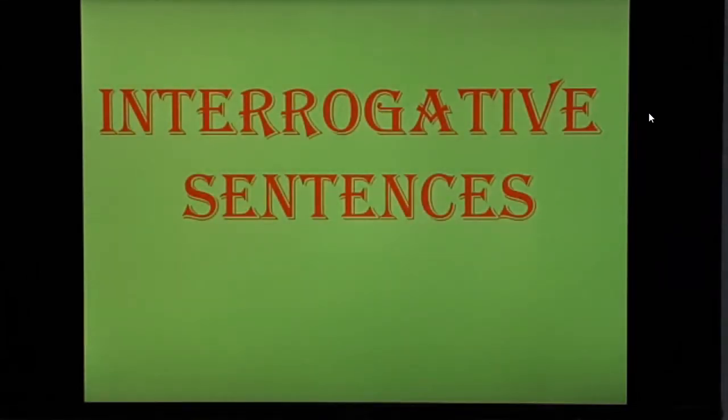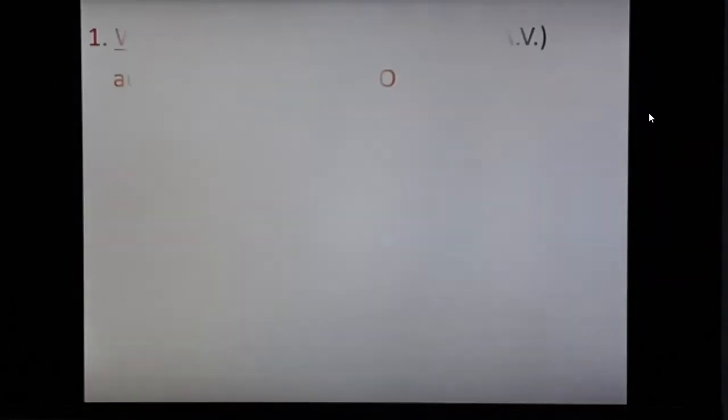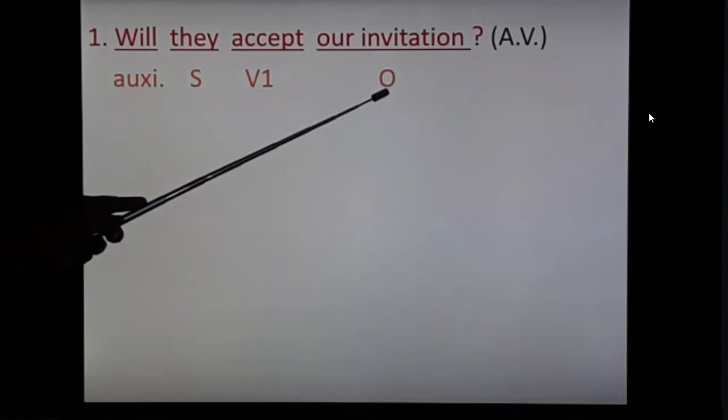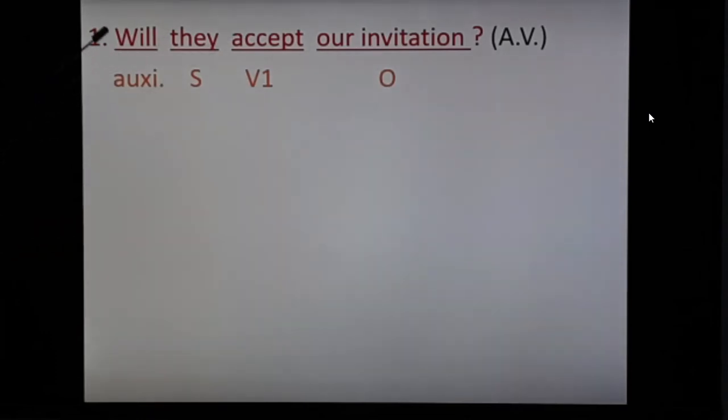Let's see interrogative sentences. First, will they accept our invitation? Question mark. So first the auxiliary will come, then they, the subject, accept, the V1 form, and our invitation, that is the object. This is active voice. By is not given, and the V3 form is not given. That's why.